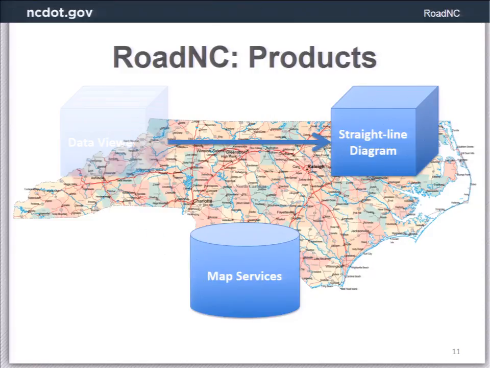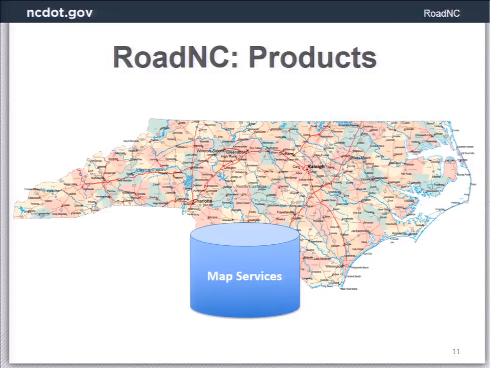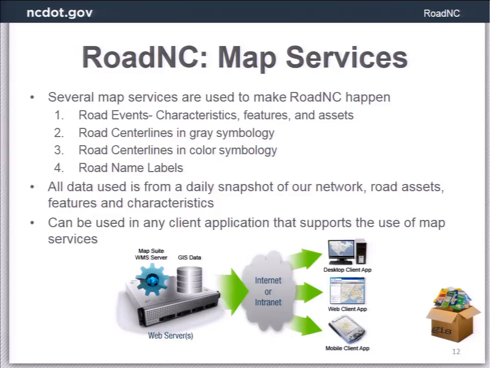I'm going to start now by describing the first product, which is the backbone of RoadNC, which are the map services. Several map services are used to make RoadNC happen. These are road events, which are characteristics, features, and assets along roads, like pavement type or structures. Road centerlines and gray symbology.